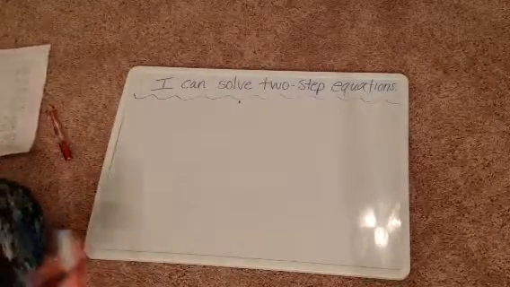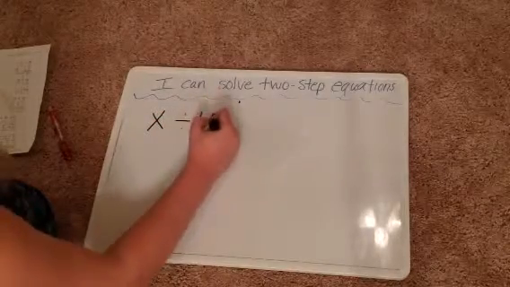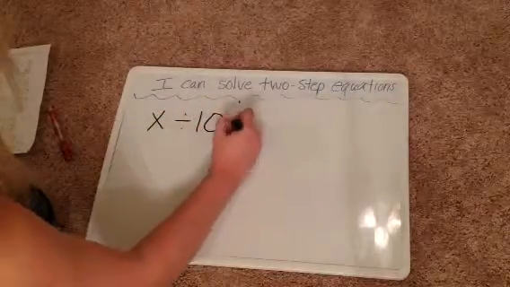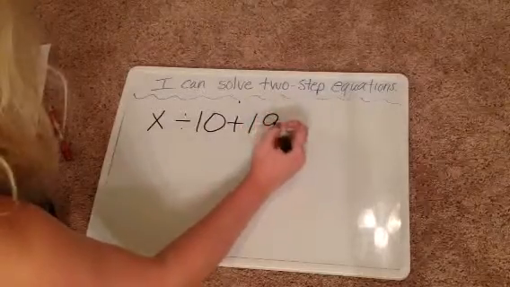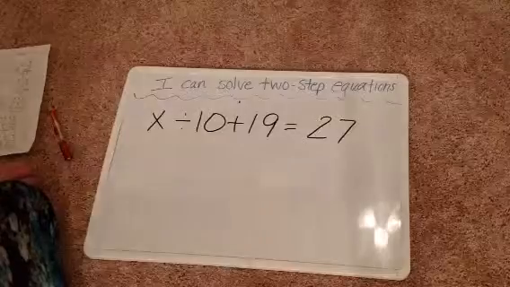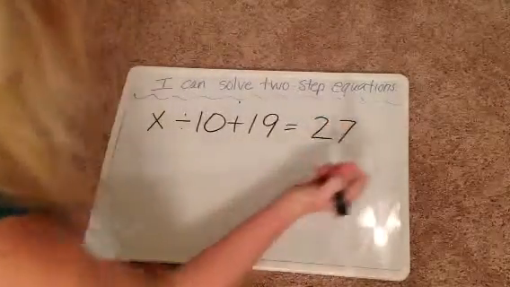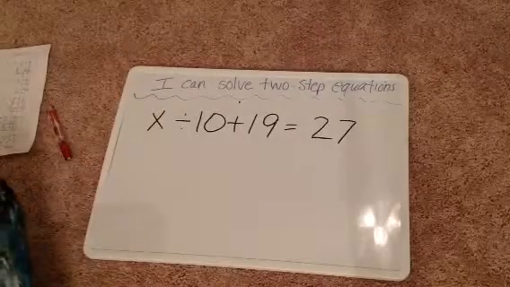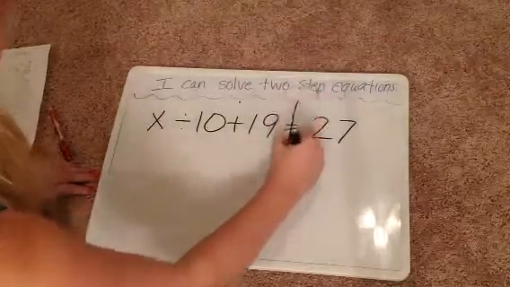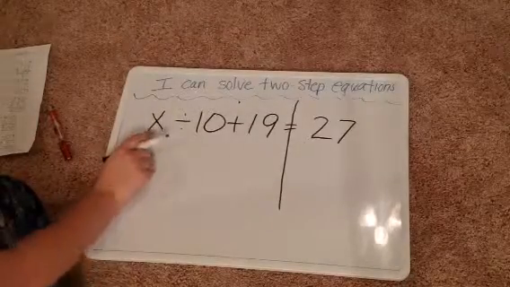Okay, moving on. I'm going to go on down. So I have x divided by 10 plus 19 equals 27. Oh, that's a silly 2, so I'm going to try that again. So I'm going to draw my line. And I'm going to find my variable, which is x.